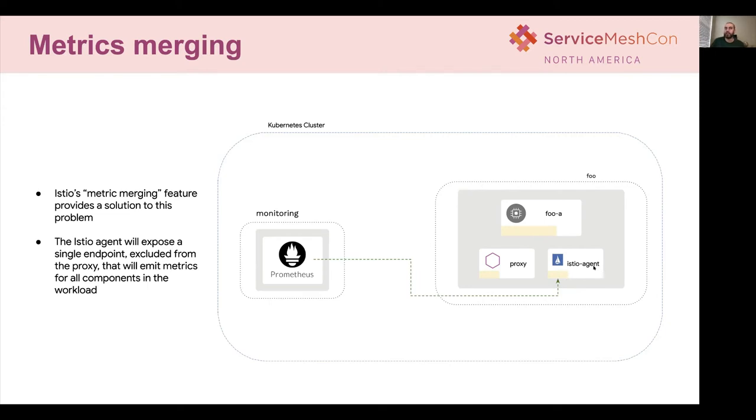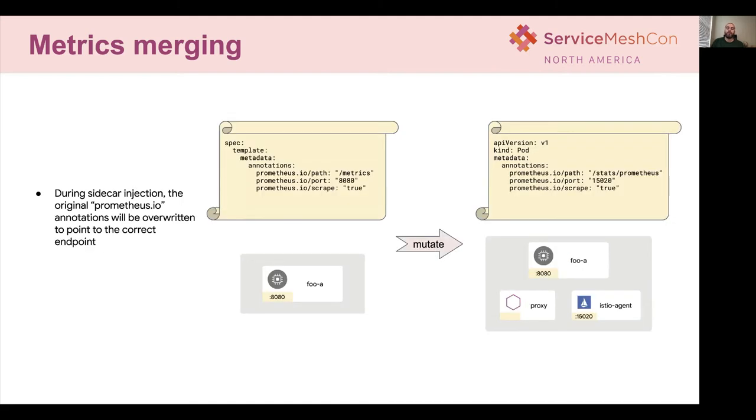And so remember, that agent is a standalone component, and so it can perform logic, it can perform tasks. In this case, the agent is what's responsible for exposing an endpoint that Prometheus can scrape. And then the agent, when it handles that request, will provide a merged document of all three of the metrics from the proxy, the application workload, and the agent itself. So in order to accomplish this, let's look at how Istio solves that.